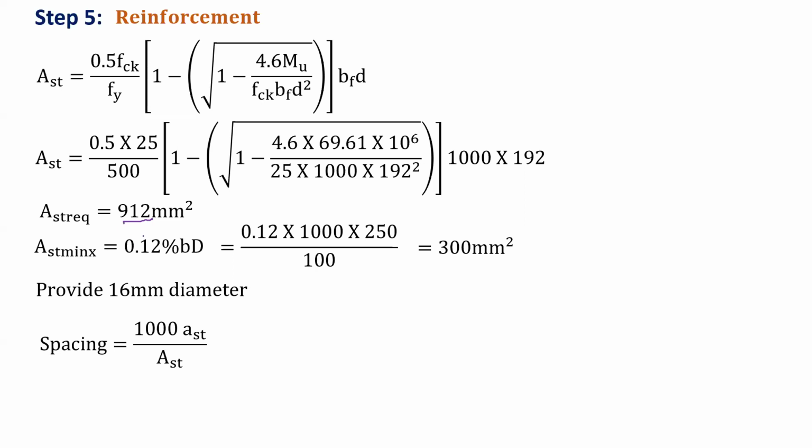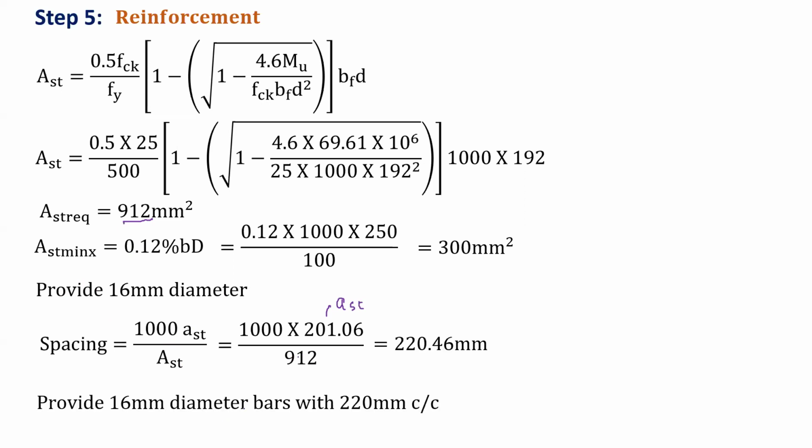I already mentioned when you take 1 meter as width, in that case you have to find spacing of reinforcement. From this we will get the value 1000 into small AST upon capital AST, as we have considered 16 mm diameter bars, and the value we got is 220.46. We have to provide less than this. So we have 16 mm diameter bar with 220 mm center to center. And then AST provided we got 913.19 millimeters square.